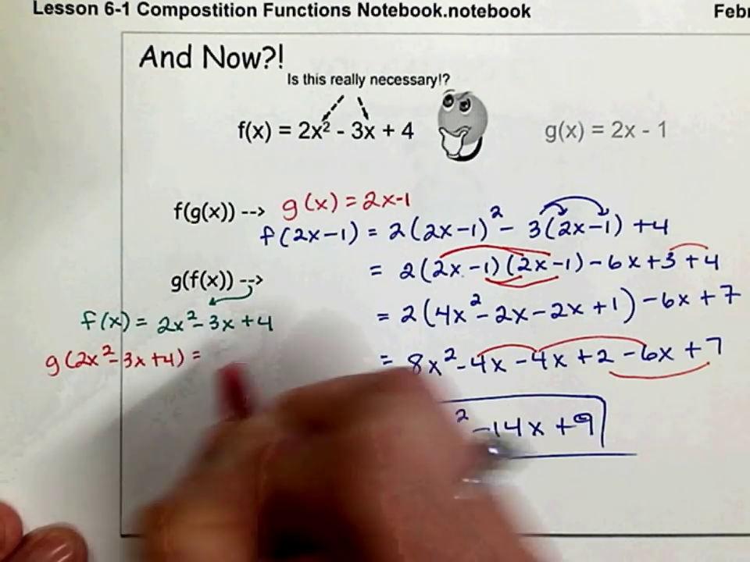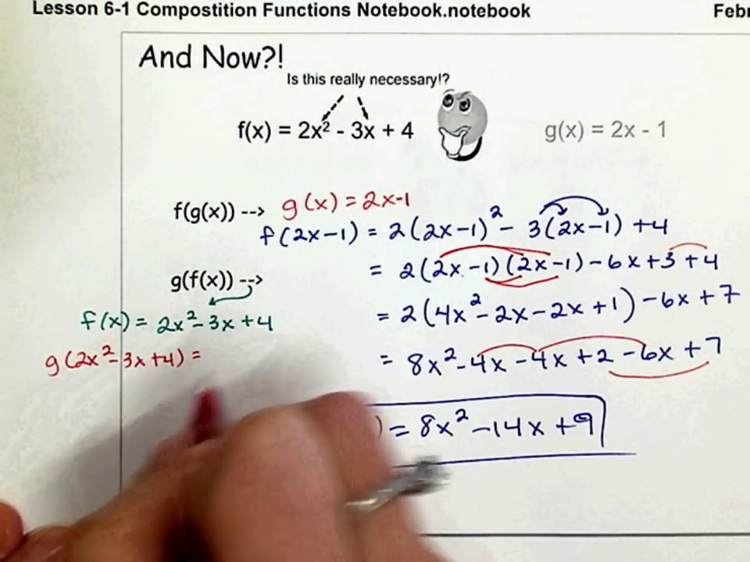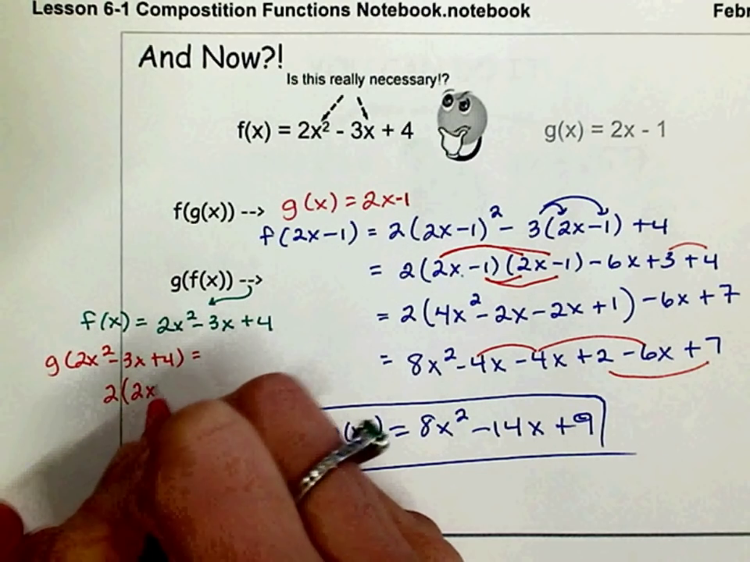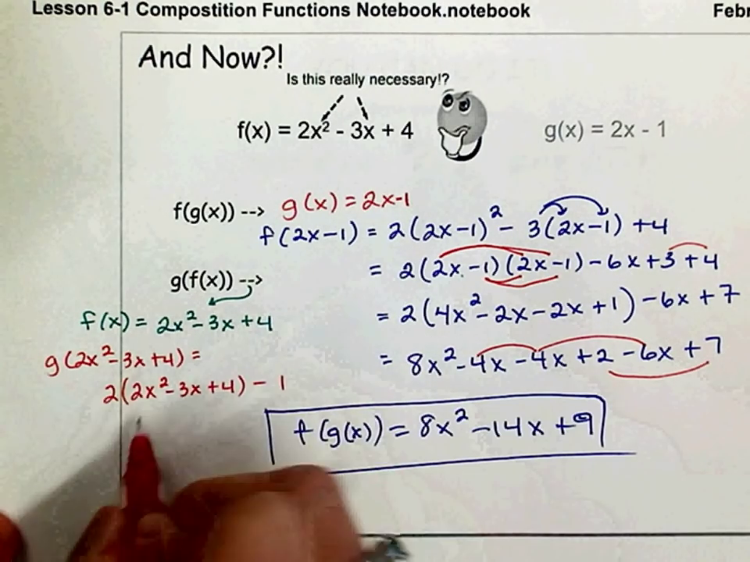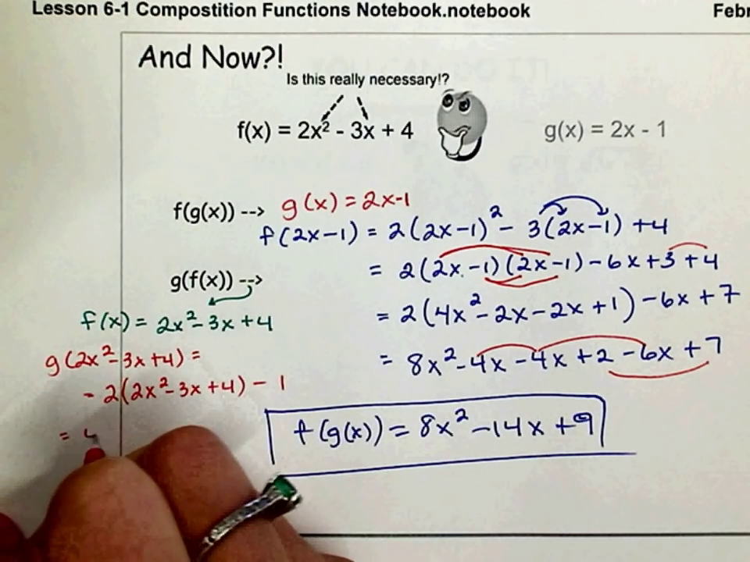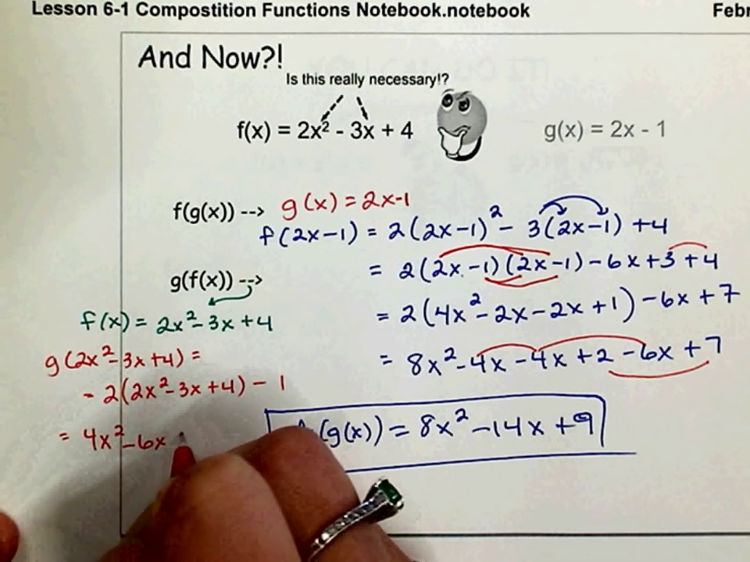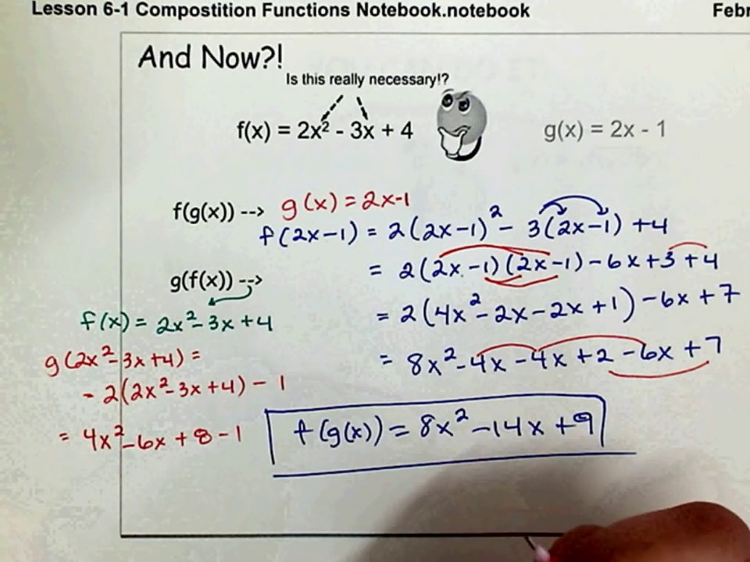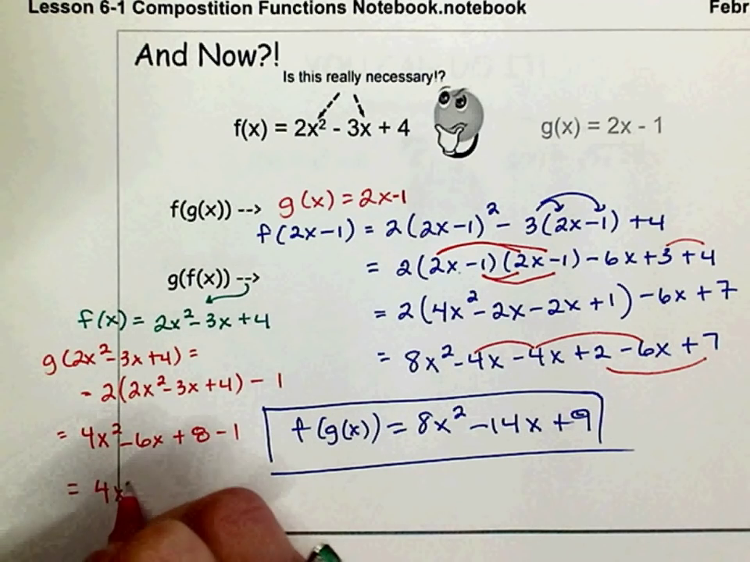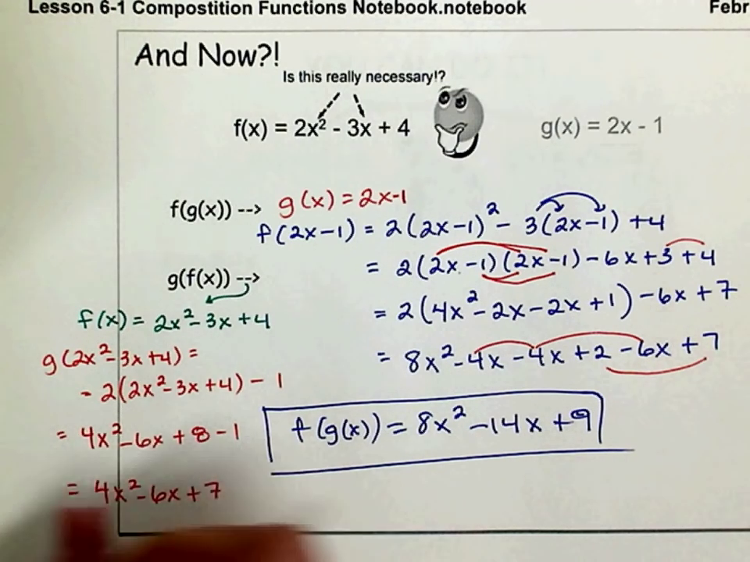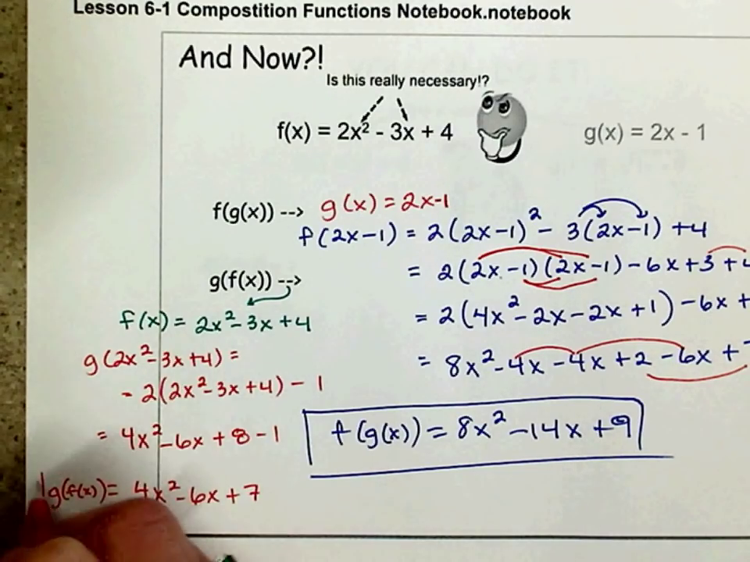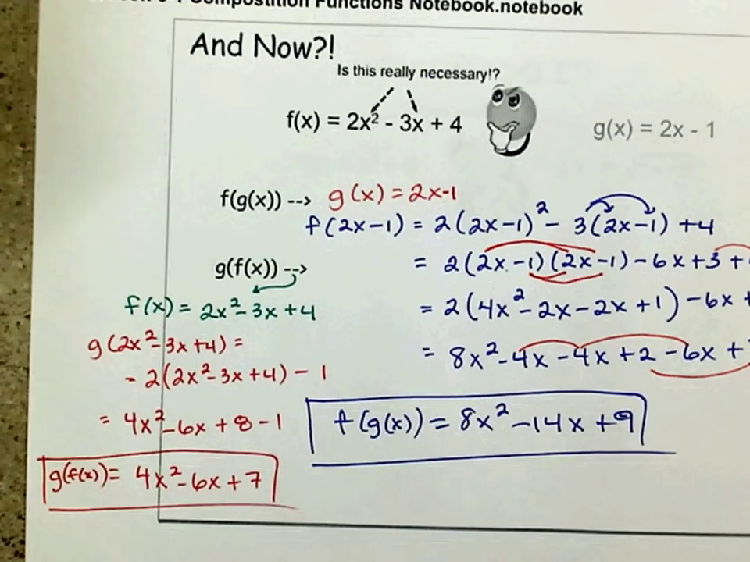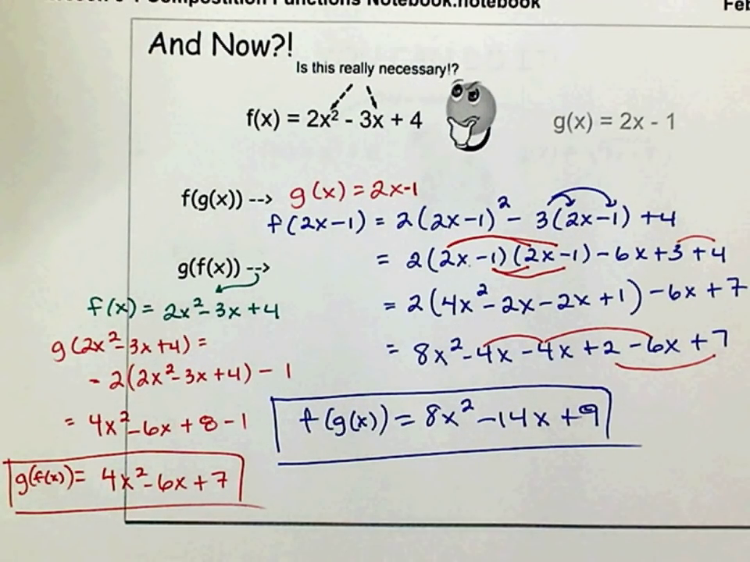Okay, I'm running out of room, so I'm going to move it down here. 2x, there's my x. Bring down your negative 1. Okay? Distribute. 4x squared minus 6x plus 8 minus 1. Combine your like terms. 4x squared minus 6x plus 7. And there you have your g of f of x. Not too bad, huh? Okay. This part goes with here, and this part goes right here.